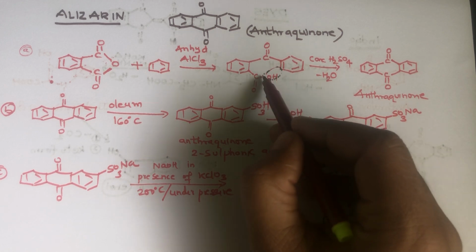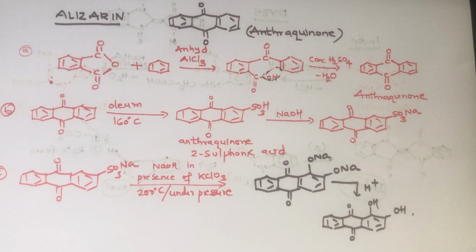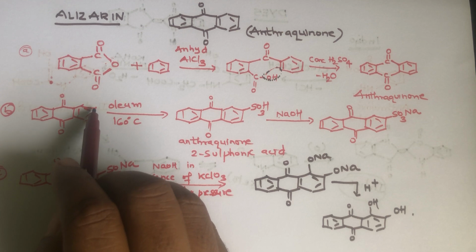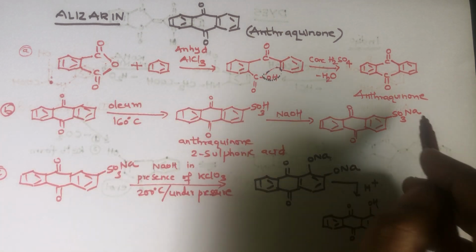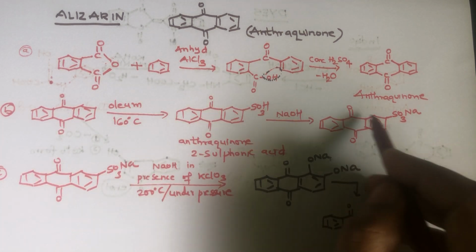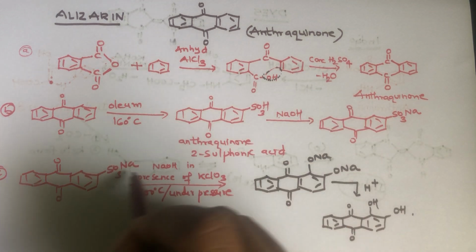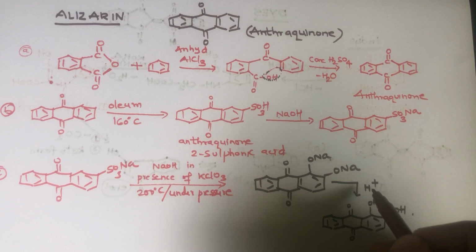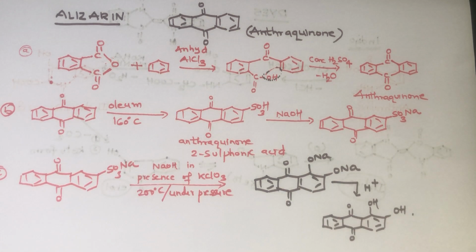That is OH and H, and a bond is formed. Then it is treated with oleum. When it is treated, sulfonation takes place and it is converted into the sodium salt. Then this sodium salt, when treated with potassium chlorate, gives the salt of alizarin, ONa, which on acidification will give alizarin. So this is the preparation of alizarin.